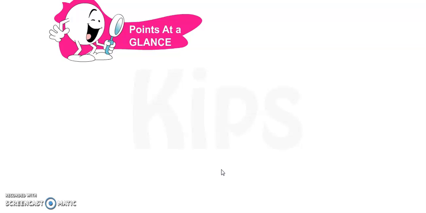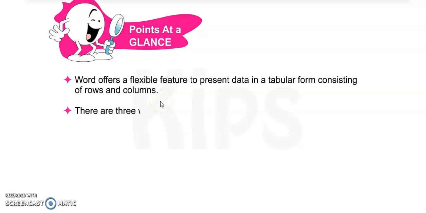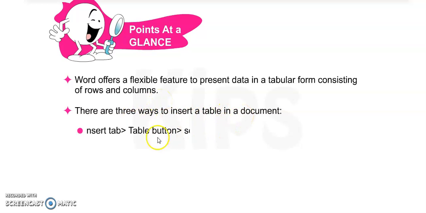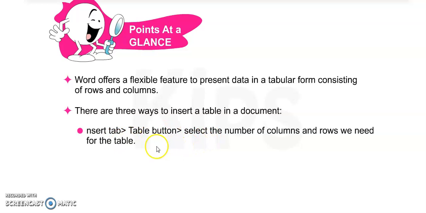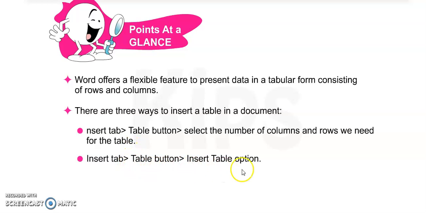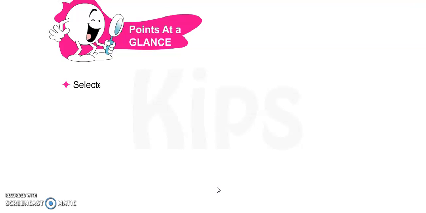Now I will revise some points at a glance for you in this chapter. Word offers a flexible feature to present data in a tabular form consisting of rows and columns. There are 3 ways to insert a table in a document. First, Insert tab, Table button, and select the number of columns and rows we need for the table. Second, Insert tab, Table button, Insert Table option. Third, Insert tab, Table button and Draw Table option.